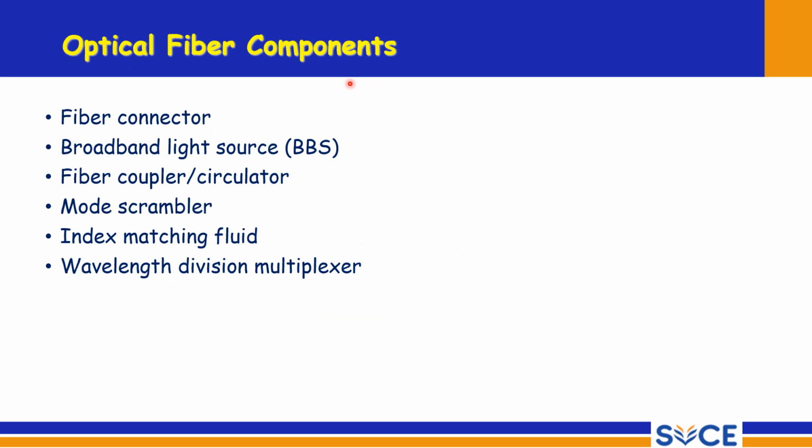So optical fiber components. Coming to the components: optical fiber connector, broadband light source, that is BBS, fiber coupler, circulator, mode scrambler, index matching fluid, and wavelength division multiplexer. These are the major components of an optical fiber system.